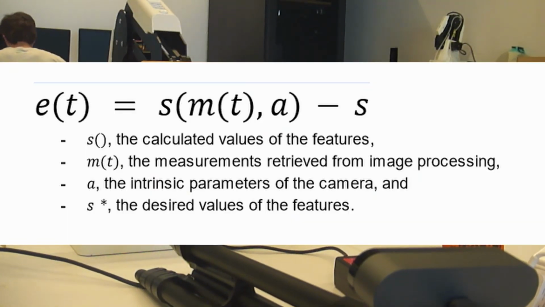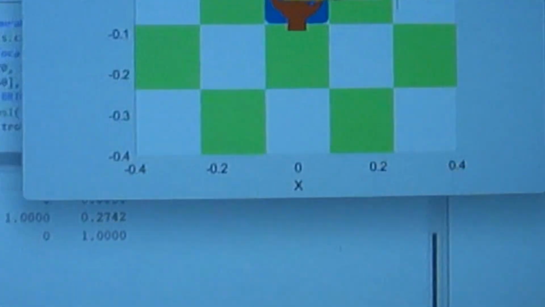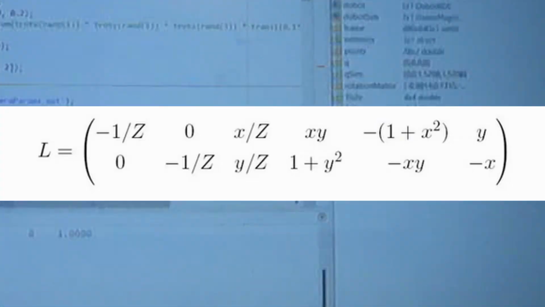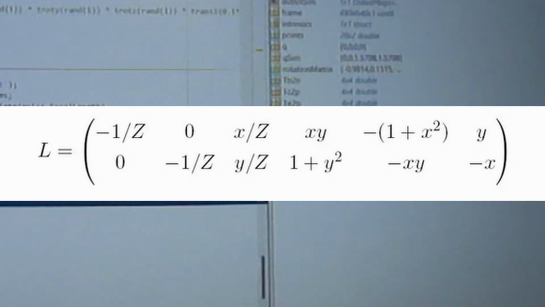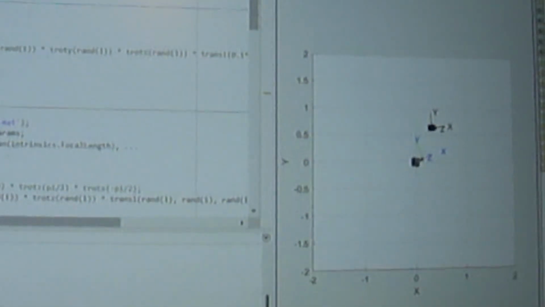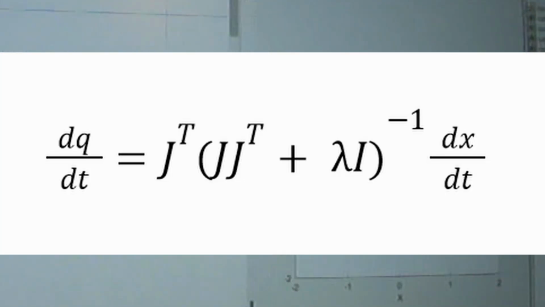It involves error calculation, comparing the desired position of the pattern with its actual position. Velocity control, calculating the required velocity using v equals negative L inverse E, where L is the image Jacobian and E is the error, then telling this to the robot. Resolved motion rate control, smoothing and avoiding singularities using RMRC based on the given equation.